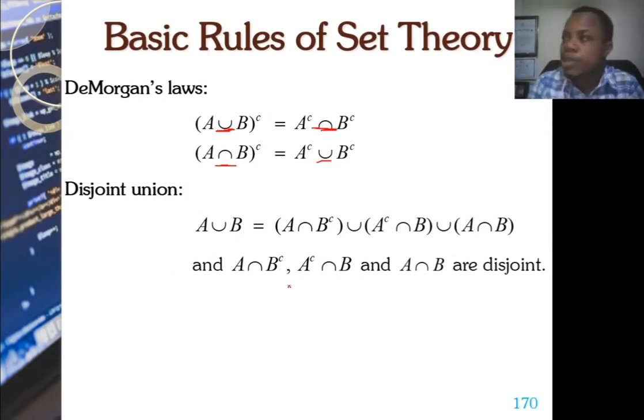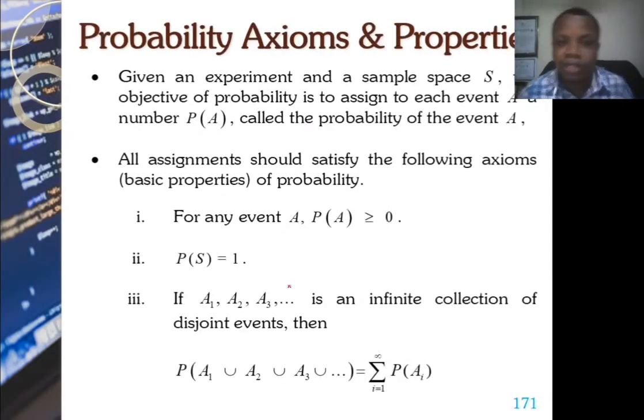So now, let's look at some interesting probability axioms and some properties. They are very important, and these are some basic properties that we have to know before we can perform any probability. Given an experiment and a sample space S, the objective of probability is normally to assign any event A a number called P of A, called the probability of event A.